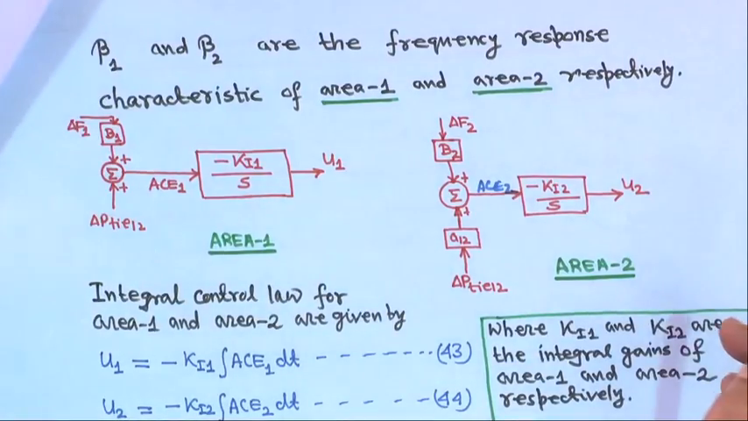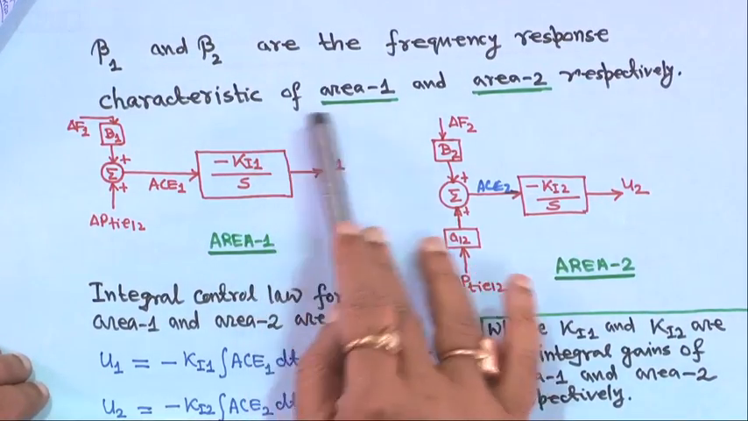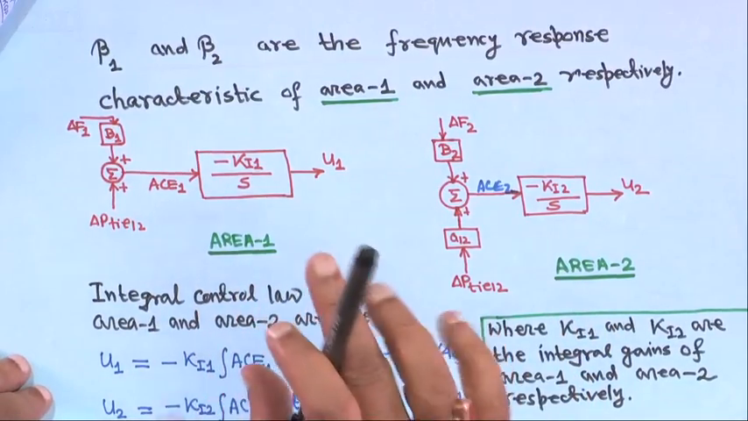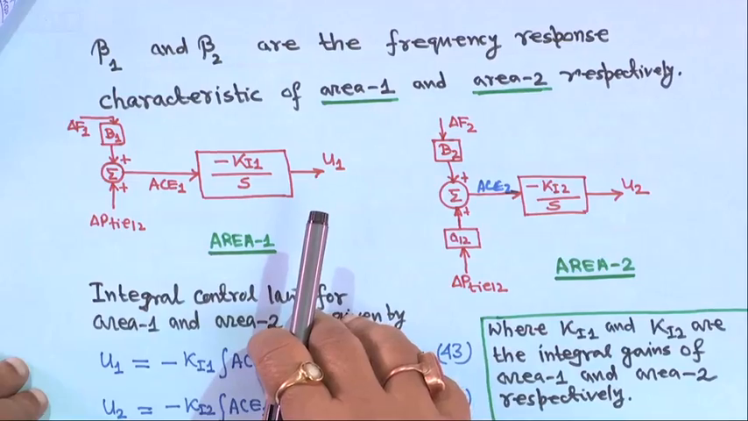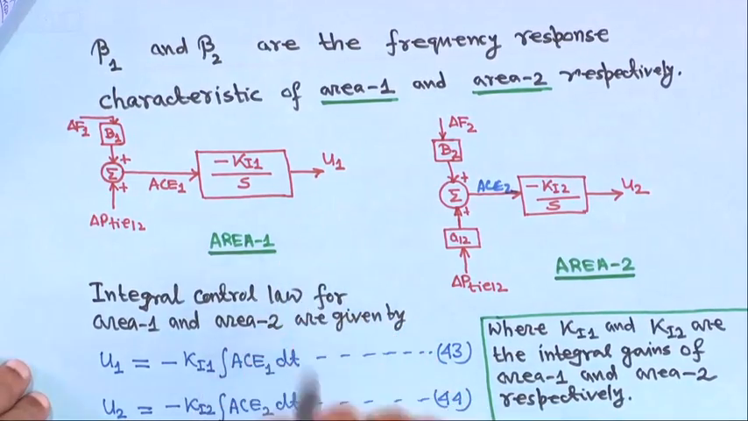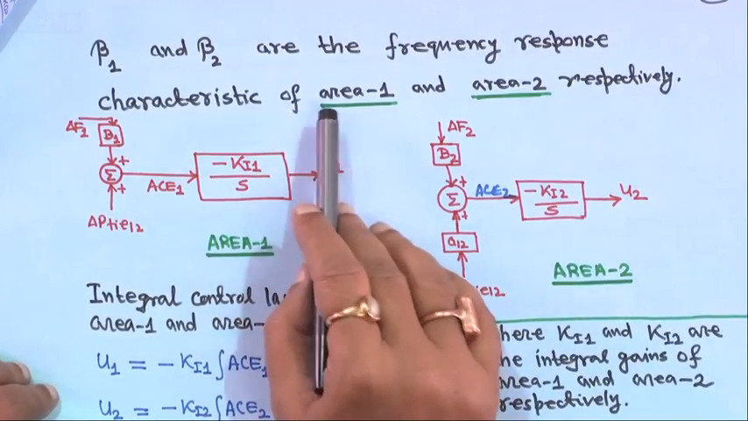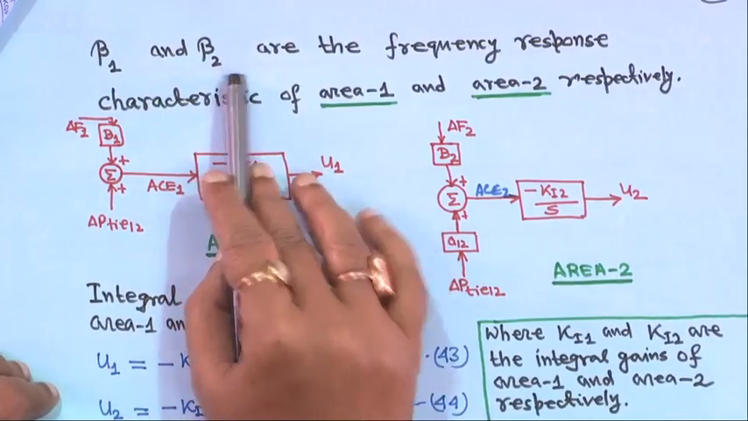Now, B1, beta 1 and beta 2 are the frequency response characteristic of area 1 and area 2 respectively. This we have seen in general, that the steady state error, I told you, is minus delta PL upon D plus 1 upon R. So, beta is equal to D plus 1 upon R, called the area frequency response characteristic, right. This is for area 1 and area 2, that is why we have taken beta 1 and beta 2.